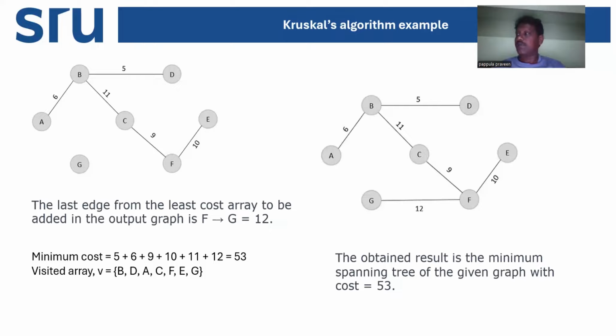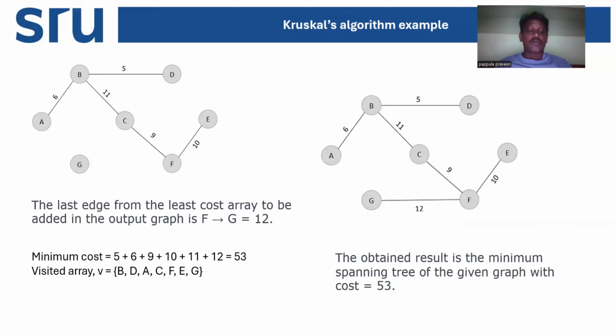Now, the main difference between Kruskal's and Prim's algorithm is that in Prim's algorithm we can select only adjacent nodes, but in Kruskal's there is no need to select adjacent nodes. So we can select any node from the graph. This is the main difference between Kruskal's and Prim's algorithm. Okay, this is about the theory concept.